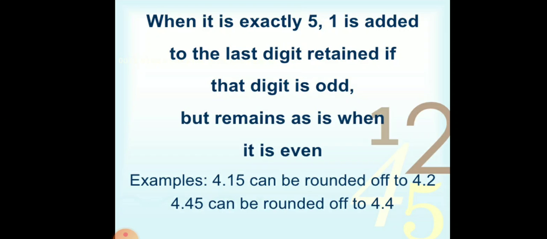See the first example, 4.15. 5 is the exact value. So is the previous number even or odd? Odd. In that case, it is raised by 1. So it is 4.2. The next one, 4.45. Here the previous number is even. So if it is even, the number will be unchanged. It is not going to rise. So the value is 4.4.